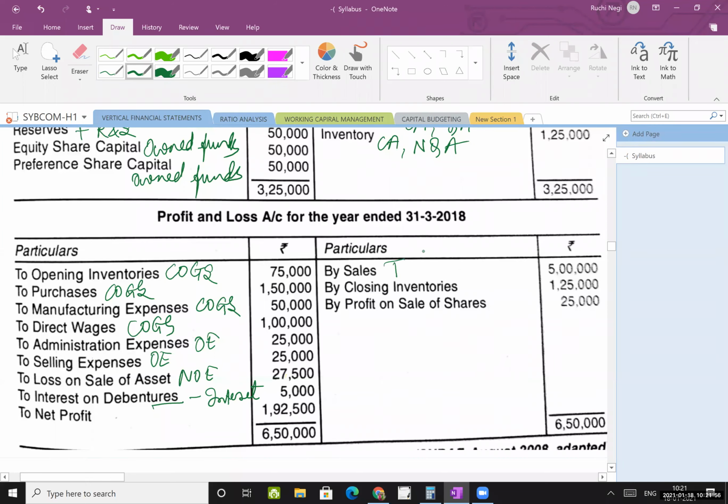Sales, trading, I mean the very first item in the new statement. Closing inventory COGS में आएगा. ये सब ऐड होएगा. Purchases and all in COGS, direct wages and all, और ये minus होगा. Okay, closing. Profit on sale of shares, non-operating income. Okay. I hope this is clear.